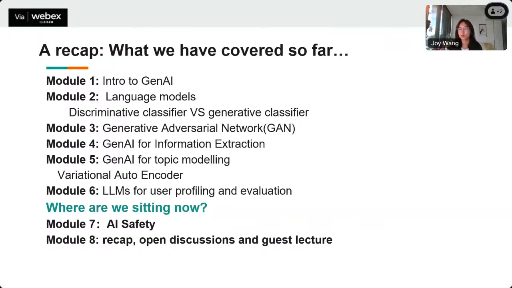So where are we now? This week, module 7, we will not dive into too much theoretical part. We will have a more relaxing topic, which focuses on how we can use AI safely. We will introduce AI safety.